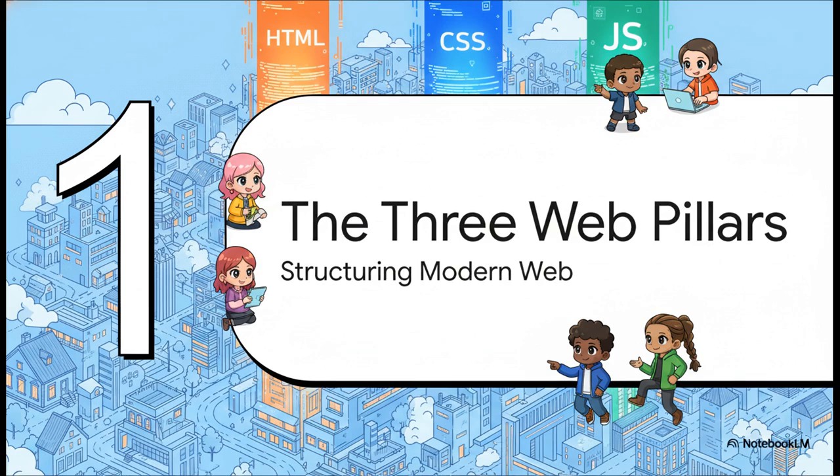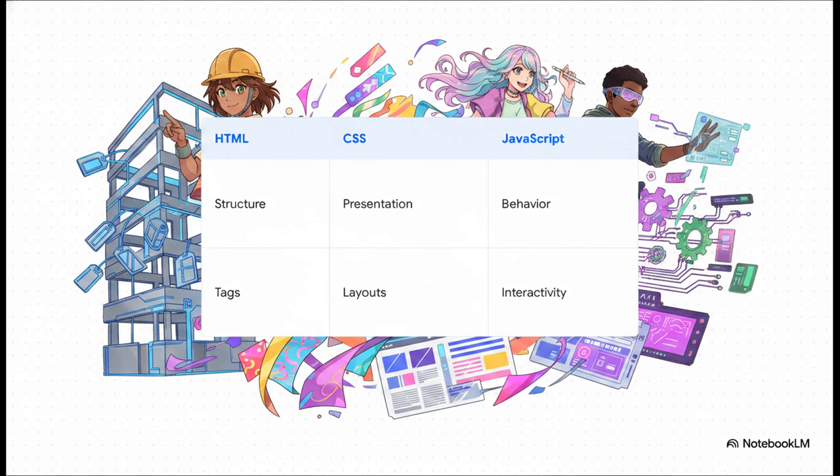All right, starting things off with Section 1, the three web pillars, and structuring the modern web. So, every modern web page divides its labor to maintain a really clean, modular architecture. It's kind of like building a house. First, you have HTML, which provides the core structural skeleton via tags. It defines what the content literally is.